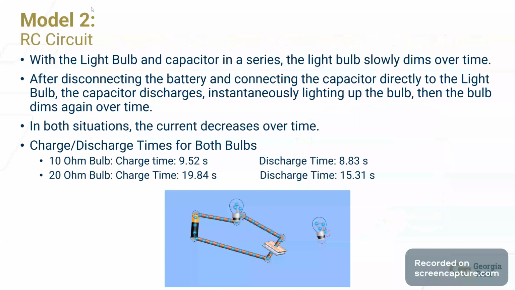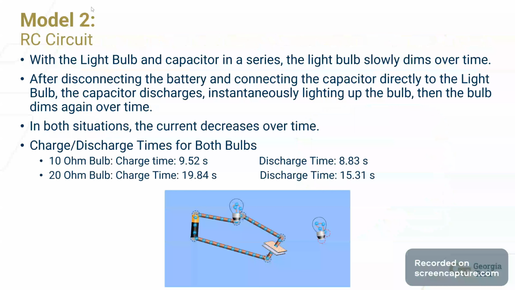Now jumping into model 2, the RC circuit. With the light bulb and capacitor in series, the light bulb slowly dims over time. After disconnecting the battery and then connecting the capacitor directly to the light bulb, the capacitor discharges, which instantaneously lights up the bulb, and then the bulb dims again over time. So in both situations, the current decreases over time.